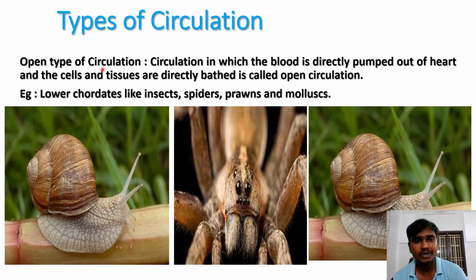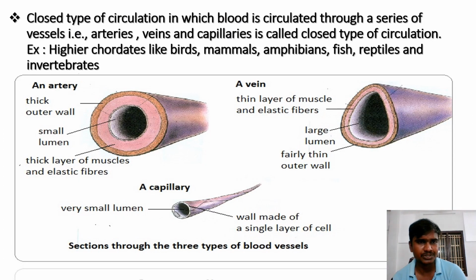First one is the open type of circulation. What is the open type of circulation? The circulation in which the blood is directly pumped out of the heart, and the cells and tissues are directly bathed in it, is called open circulation. There are no blood vessels. Directly the blood bathes the tissues. Examples: lower invertebrates like insects, spiders, ants, and also molluscs.